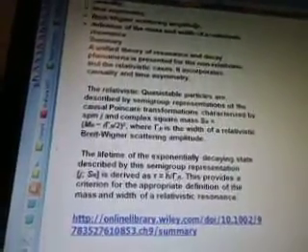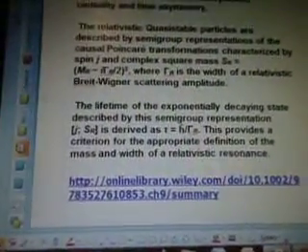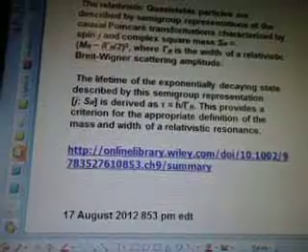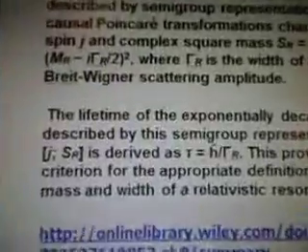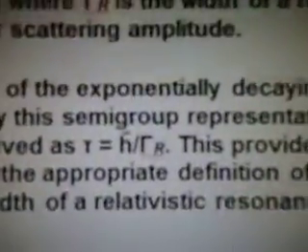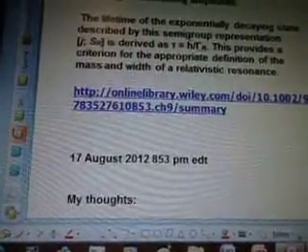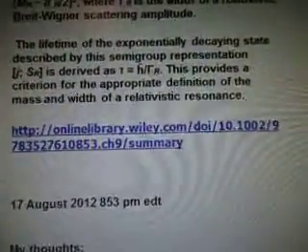The relativistic quasi-stable particles are described by semigroup representations of the causal Poincare transformations characterized by spin J and complex square mass s_R equals that, where that is the width of a relativistic Breit-Wigner scattering amplitude. The lifetime of the exponentially decaying state described by this semigroup representation is derived as tau equals that. This provides a criterion for the appropriate definition of the mass and width of a relativistic resonance. That's the onlinelibrary.wiley.com. There's the link there.